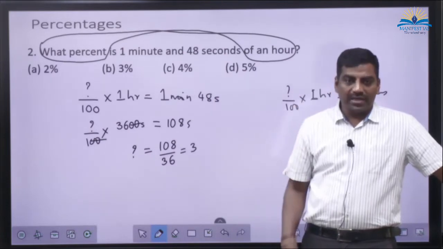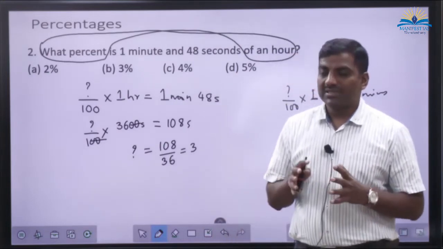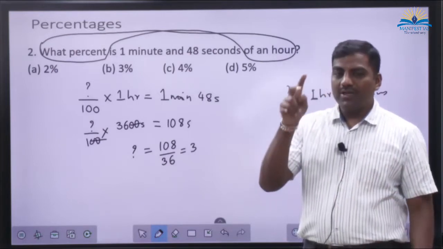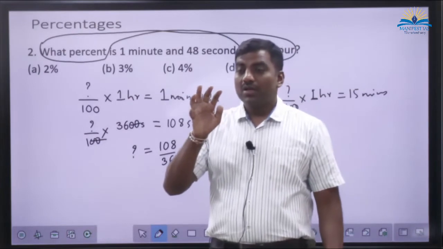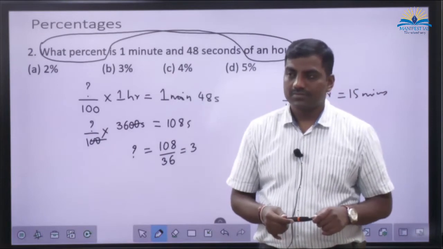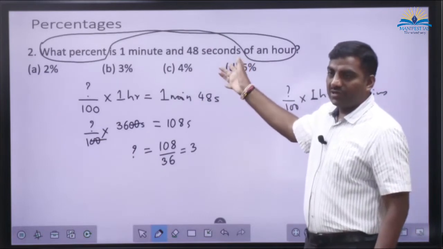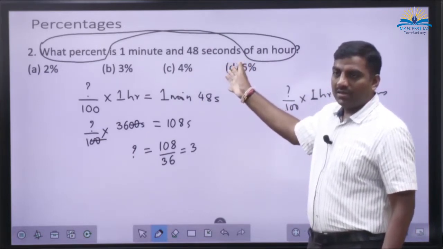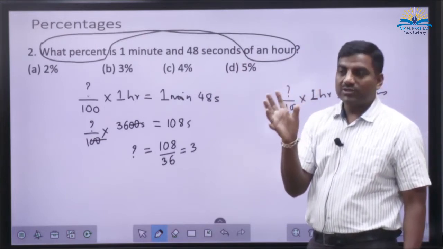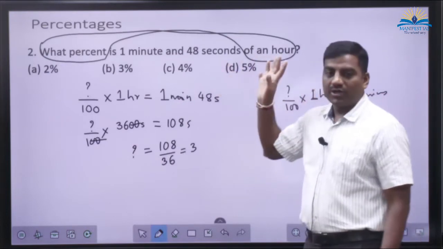Two entities you are comparing, right? Which two entities you are comparing? In this problem, you are comparing two entities. Which two data did we compare here? I'm asking about two data. 1 hour is one data. Another one is 1 minute 48 seconds.